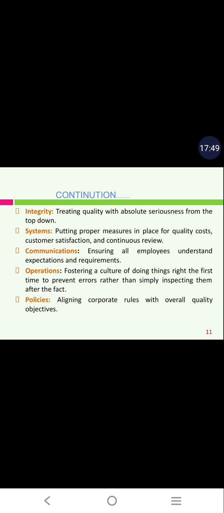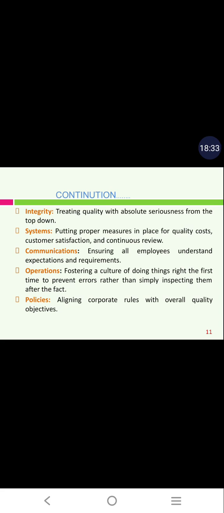And the third one is communication. Part three of Crosby's vaccine is communication. Ensuring all employees understand expectations and requirements. So communication is nothing but, whatever the customer is expecting in a product has to be met by the people who are manufacturing, and it has to be communicated. All employees should understand the expectations of the customer and what is required by them to achieve that particular goal.